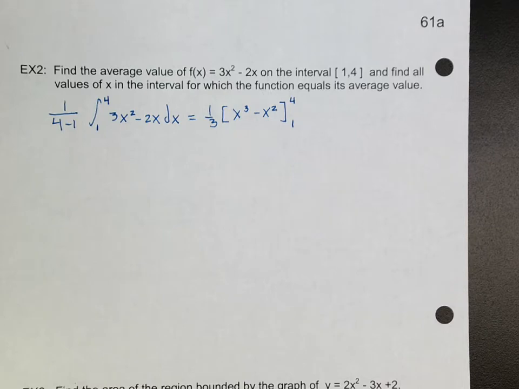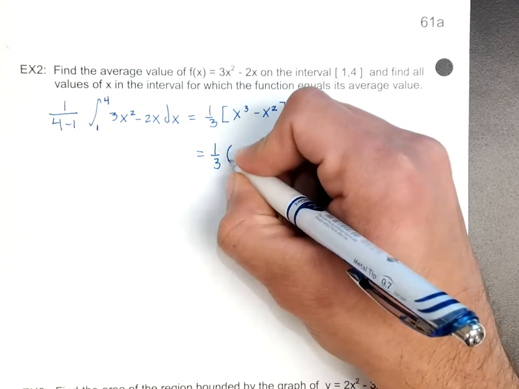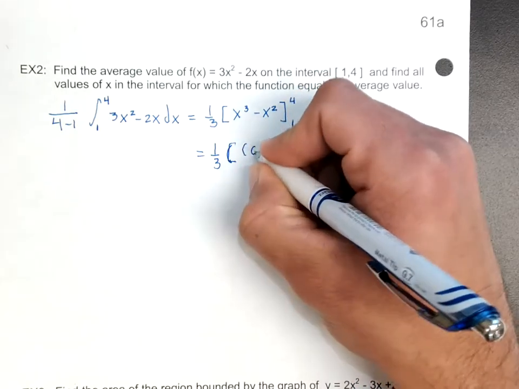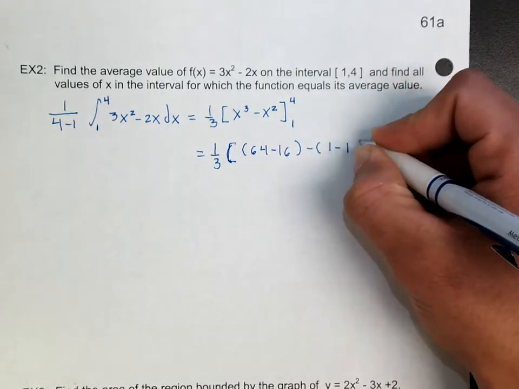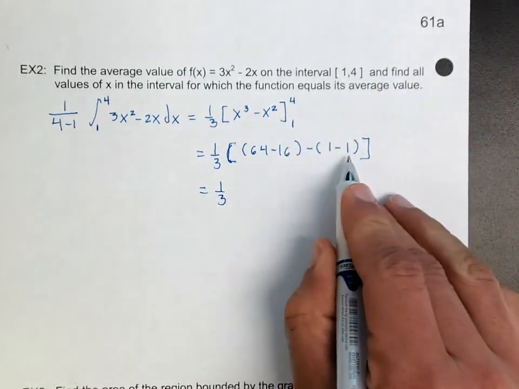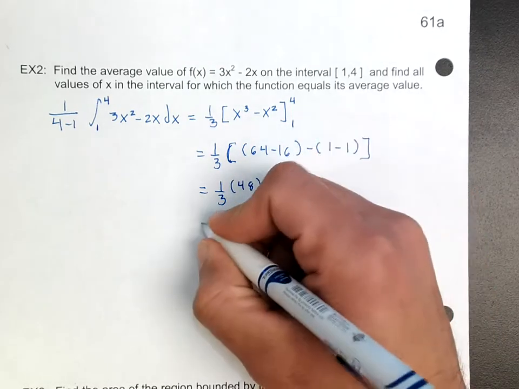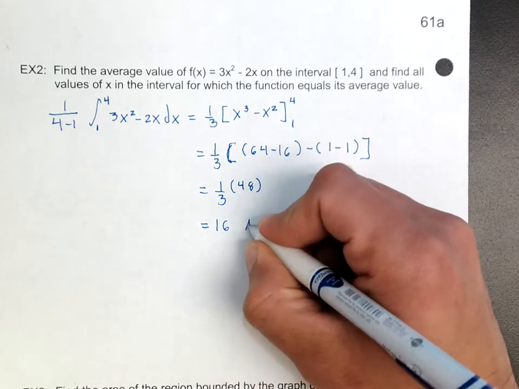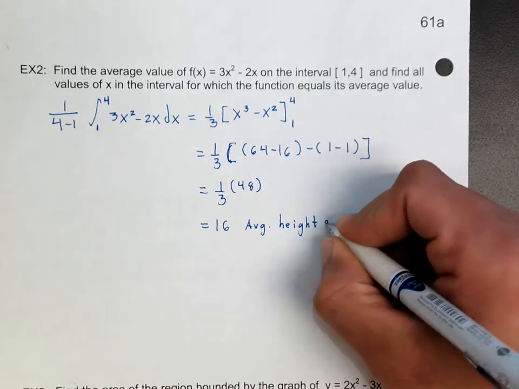Then after that, we're going to find all the values of x in the interval for which the function equals its average value. I'll tell you what that means in a second. However, let's go ahead and finish this one. We have 1/3. Let me put a bracket here. We have 64 minus 16 minus 1 minus 1. That's going to give us 1 over 3. Notice that's going to be 0. This is going to be 48. So we have times 48, which is equal to 16. So this is the average height, or the y value.